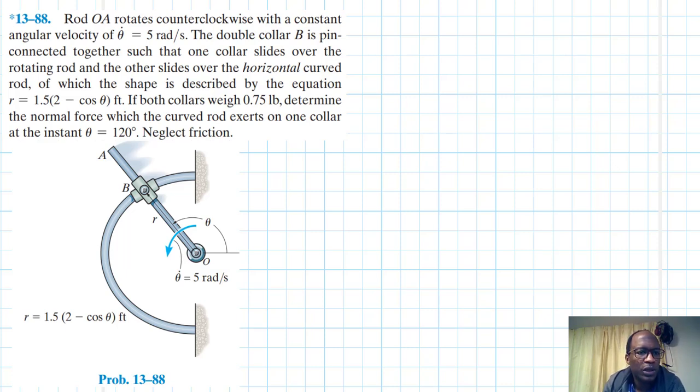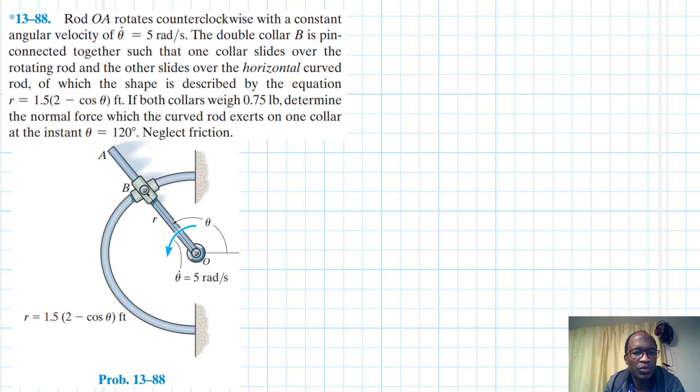The problem reads: rod OA rotates counterclockwise with a constant angular velocity of theta dot equal to 5 rad/s. The double collar B is pin connected together such that one collar slides over the rotating rod and the other slides over the horizontal curved rod, of which the shape is described by the equation r = 1.5(2 - cos theta) feet.